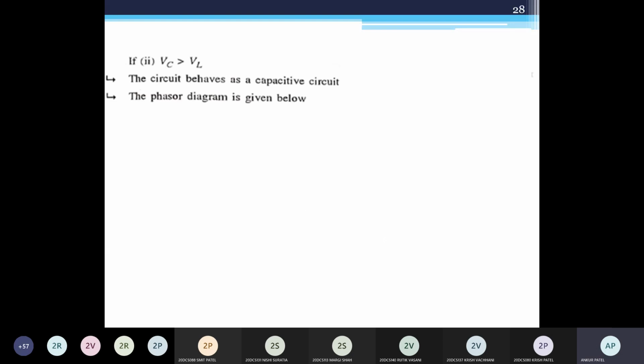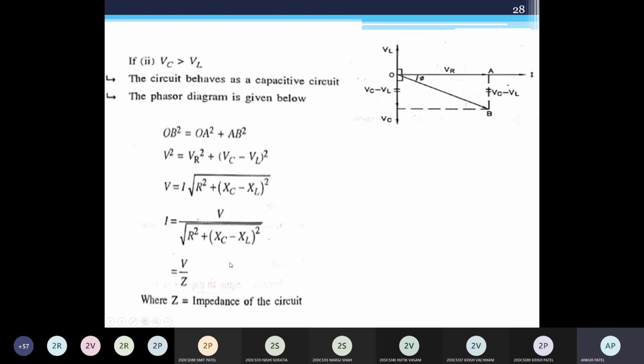Now VC greater than VL. Current is reference, VR is in phase with I. VC minus VL, these both sides are similar. Now draw the diagonal, that is the phasor sum of VR and VC minus VL. Find out the magnitude of V. So you'll get I equal to V by under root R square plus XC minus XL square, equal to V by Z, impedance of the circuit. Power factor cos phi is VR by V, IR by IZ, that is R by Z.